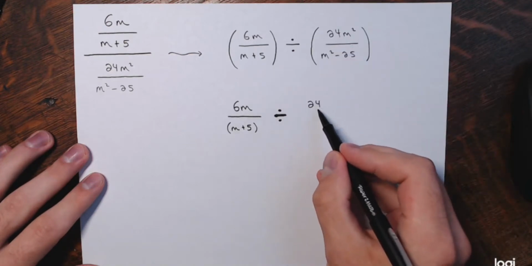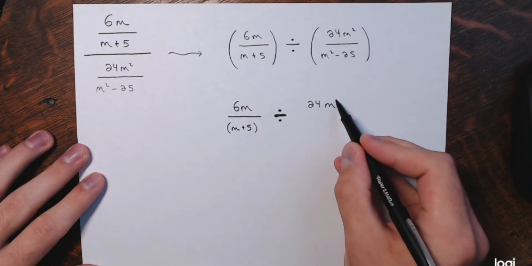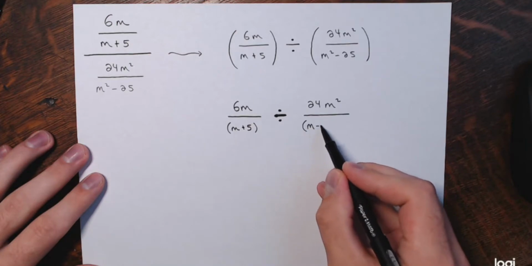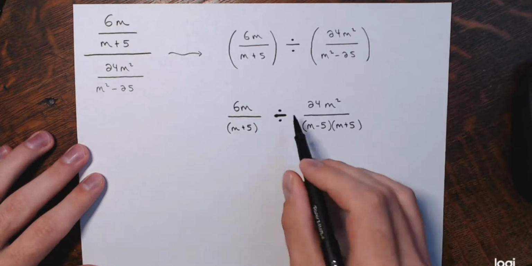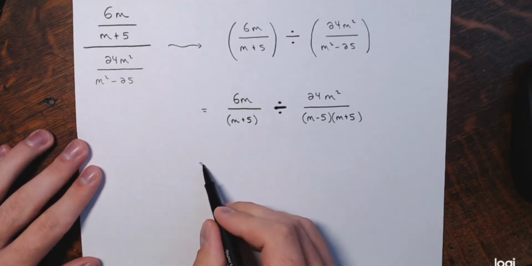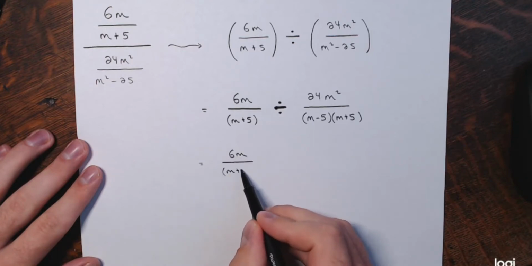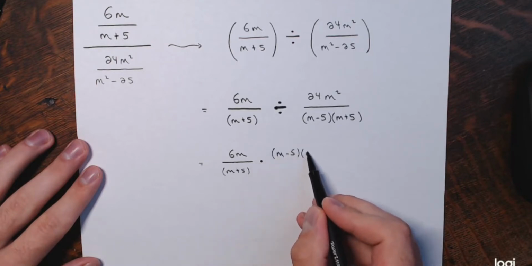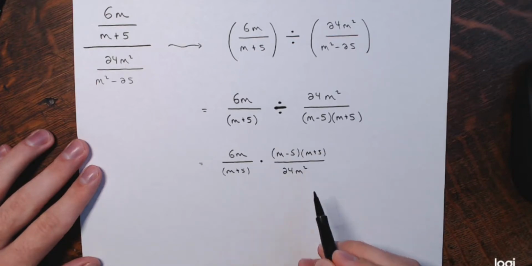And then 24m squared. Again, you can break up 24 into 3 times 8, which is 2 cubed times 3. I'll leave it as 24. Then we have times m squared. And then m squared minus 25. That's a difference of squares. That would factor to m minus 5 times m plus 5. Alright, now I'll rewrite as a multiplication problem. So we have 6m over m plus 5 times, and then the reciprocal, m minus 5 times m plus 5 are in the numerator now, and then 24m squared in the denominator.